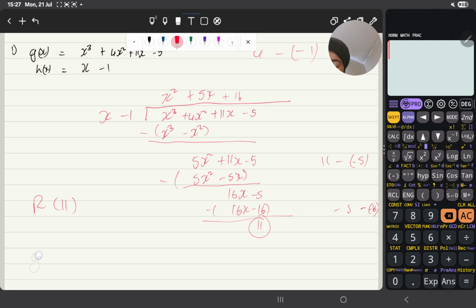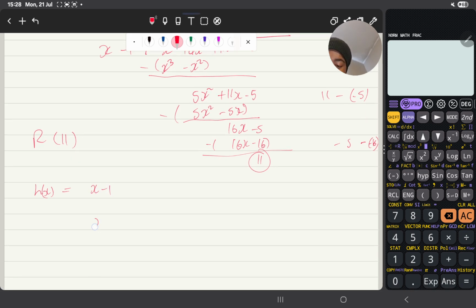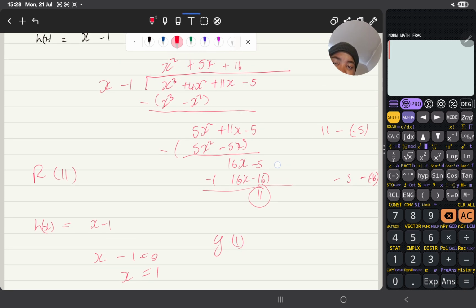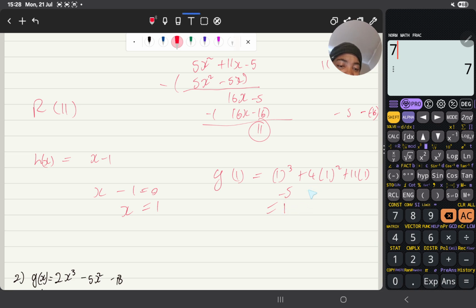Cool. Let's find what h of x is. h of x is x minus 1. So x equals 1 when you solve. Now let's find g of 1. g of 1 is going to be 1 plus 4 plus 11 minus 5, that is 1 plus 4 minus 5 plus 11. So these cancel out, the answer is 0, and then you have 11 as a remainder.